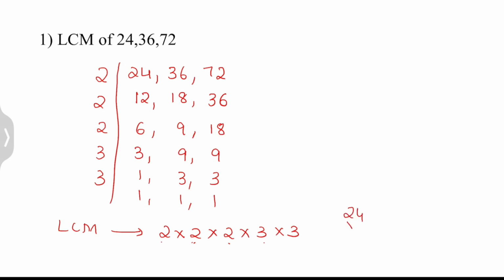24 into 3: 3 4s are 12, 3 2s are 6 plus 1 is 7. So 72 is the LCM of 24, 36 and 72.